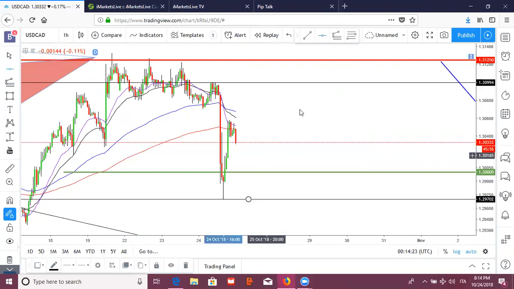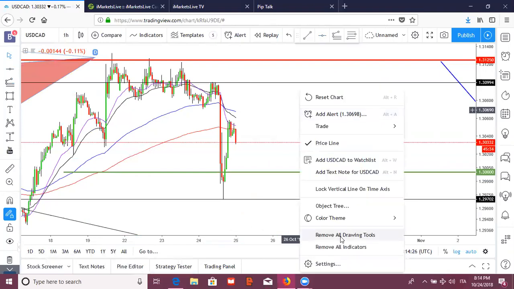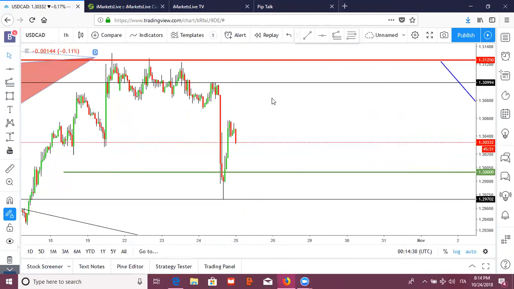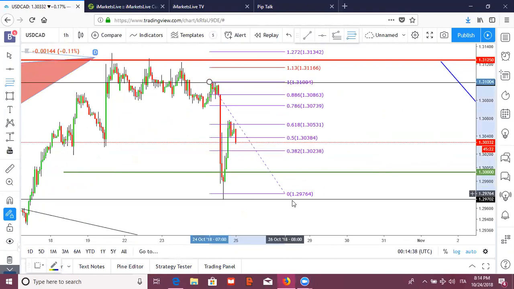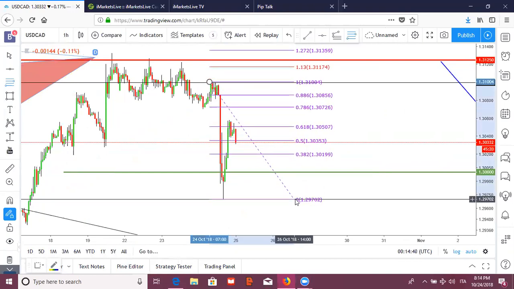So now let me remove all indicators real quick. So now what I'm doing is taking my fib from my level of resistance all the way down to my level of support. Simple. Price gave me that 61.8 touch. Okay, what should I be looking for right now, guys? Who can tell me?